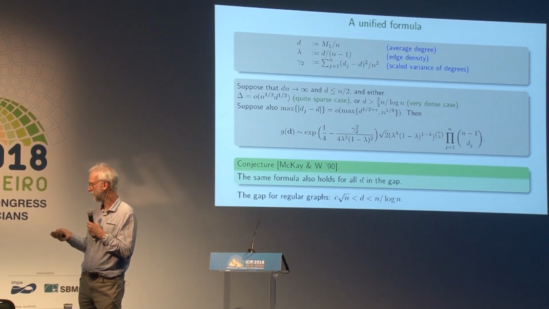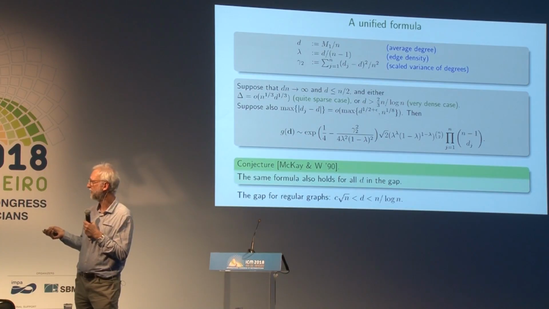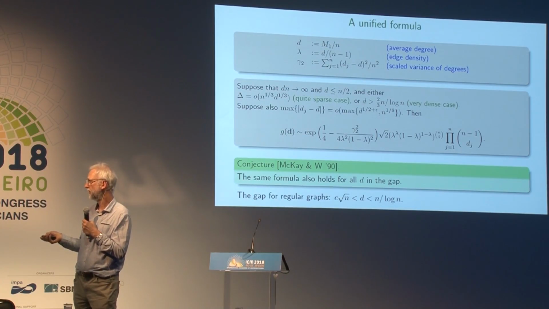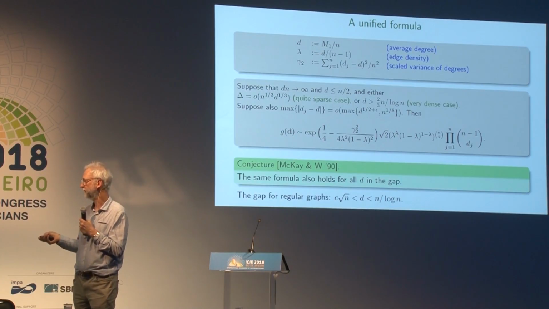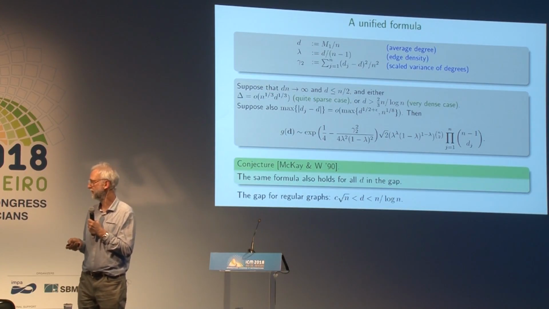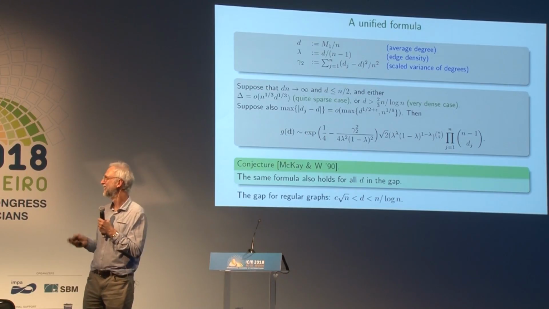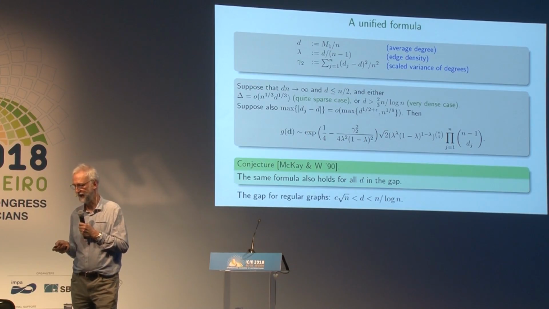Okay, so for regular graphs, it's not very apparent from these conditions, but for regular graphs, say where all vertices have degree d, the gap in the formula is for d slightly bigger than, or around root n, up to n over log n.